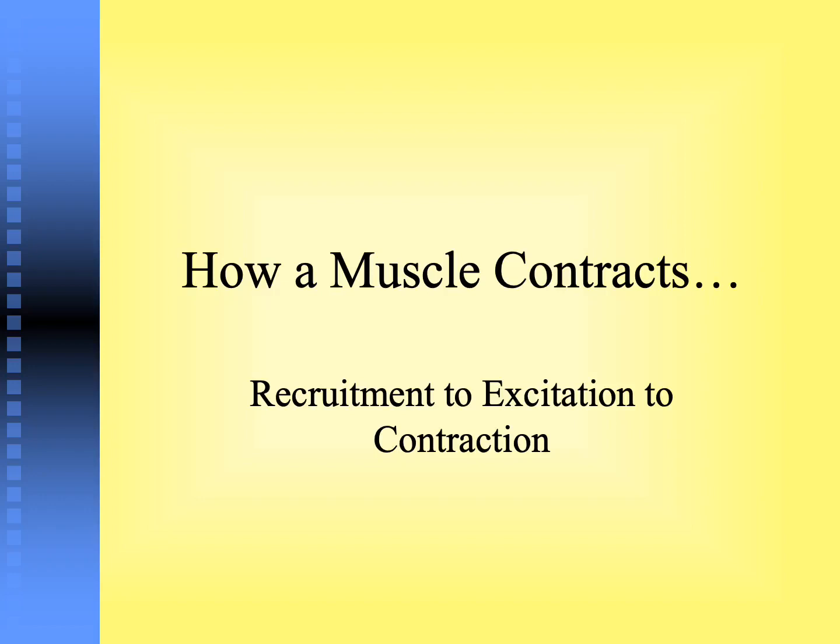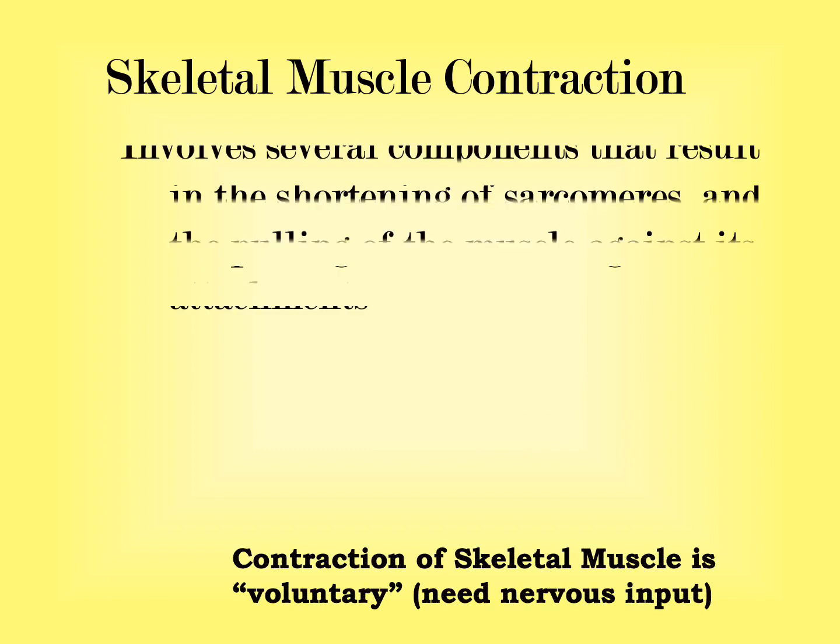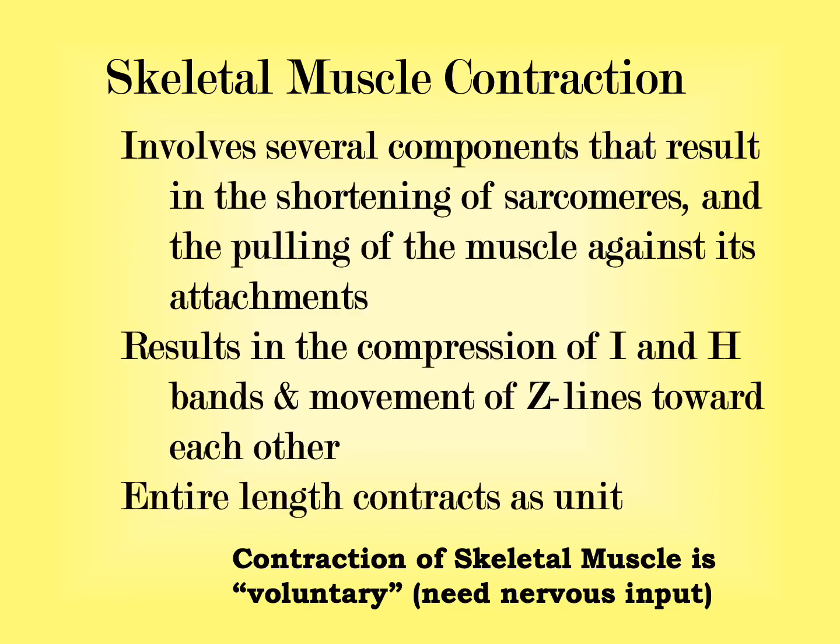So let's go ahead and talk about how muscle actually functions. When we're talking about the function of the muscle, we're talking about how we get the muscle to contract. This is what we have to remember: the contractility of the skeletal muscle is all about its voluntary recruitment. And it's going to involve several components within the cell itself, which is going to lead to the shortening of the sarcomeres, which is seen by the I and H bands disappearing as the Z lines move towards each other. That's the evidence we have for muscle contraction by the sliding filament theory.